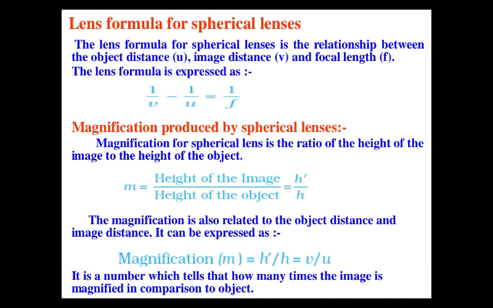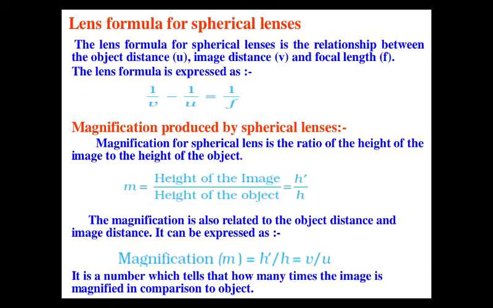In the same way, if magnification is plus 0.5, the plus sign is telling about the type of image, virtual, and 0.5 means the image size is half the object size. So what type of lens is this? The lens which forms a virtual image of smaller size, that is a concave lens.